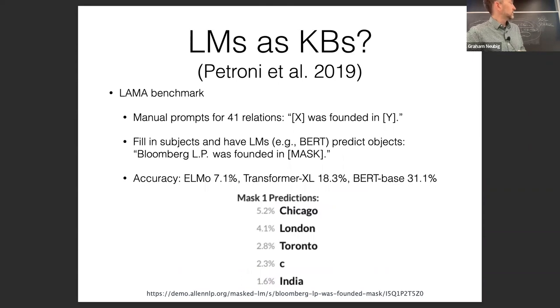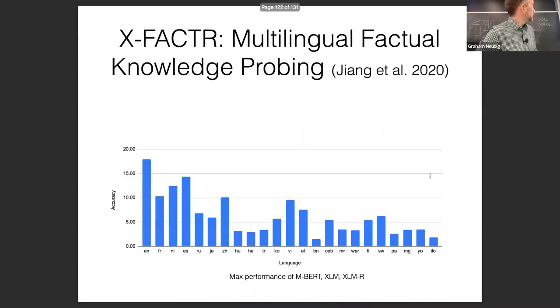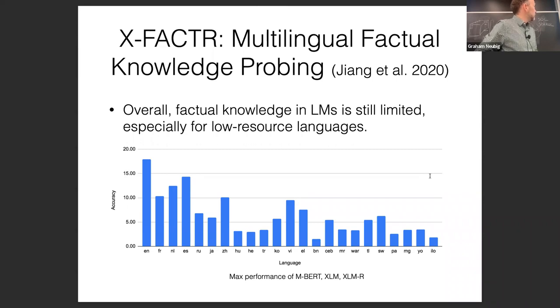Basically what they found is that manual prompts for 41 relations could give you 31% accuracy. Of course, now with our bigger and stronger language models, the numbers are much higher. One interesting thing, we did a paper where we followed up on this paper and we created prompts in many different languages, from English, French, and Dutch on the higher end, to Yoruba and Ilocano on the lower end. And you can see that the accuracy of the language model in solving these queries decreases greatly as we use other languages.